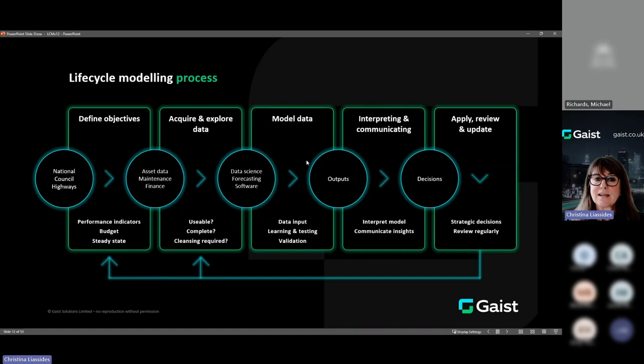This, if you like, is the machine part where the data modelling goes on. Although even then, there are ways of testing it and making sure that what's coming out is not just garbage, and that involves human knowledge as well. Then we've got the outputs. You want outcomes, things that you can interpret and communicate to other people, non-engineers, non-highway people, and eventually decisions that you incorporate into your strategy. And then at the end of it, how you apply it, how you review it, and when you might want to update. So that's effectively the whole process.